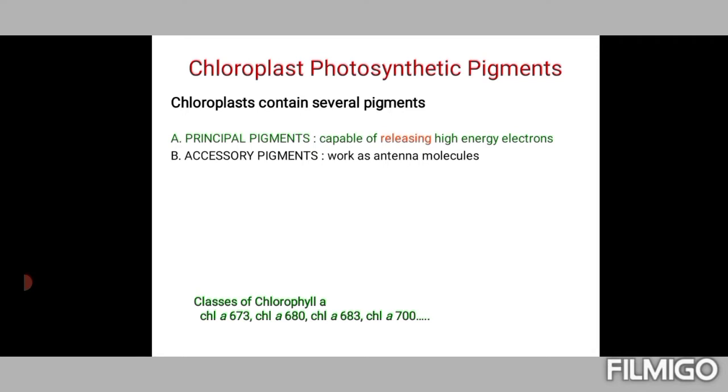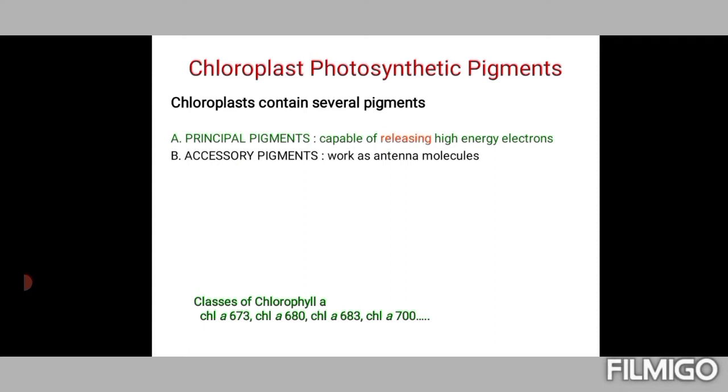And chloroplast photosynthetic pigments. We know that in chloroplast, chlorophyll is a photosynthetic pigment. For chlorophyll itself, we have got a number of different classes of chlorophylls depending on the light it absorbs from solar light, or the photons of a particular wavelength it absorbs from sunlight. And we have divided these pigments into principal pigments and accessory pigments. The principal pigments are capable of releasing electrons from them upon excitation. Whereas accessory pigments, their electrons get excited but are not released. They are capable of transferring their excitation.